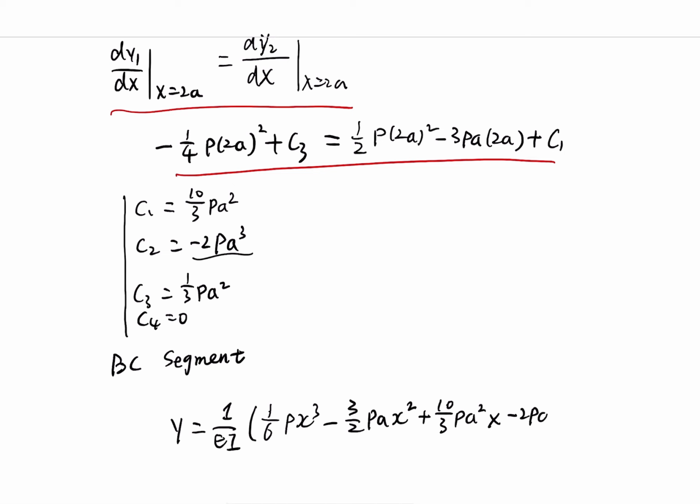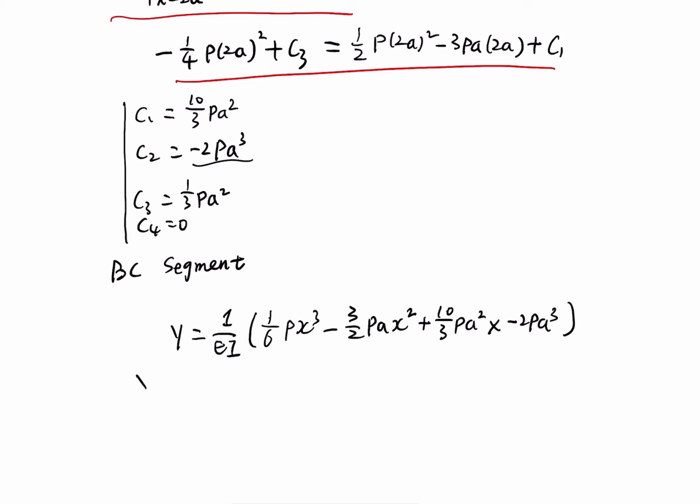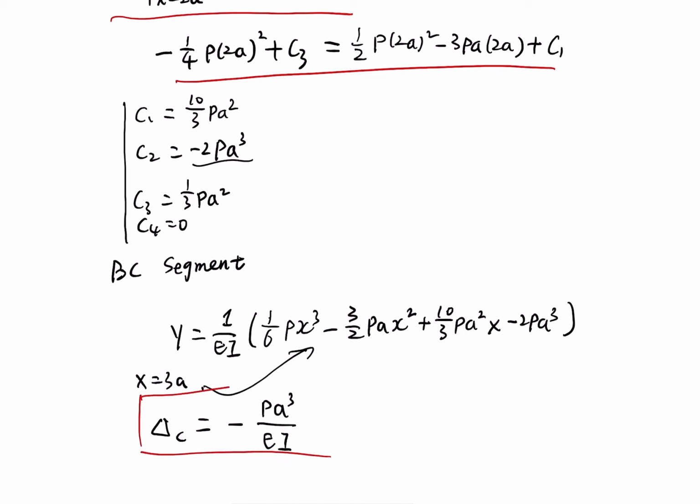For this beam segment, we plug in x equal to 3a, then we can come out delta c. If we plug in x equal to 3a into this equation, we come out delta c is equal to negative pa cubed over EI. So this is the final result for the displacement at point C.